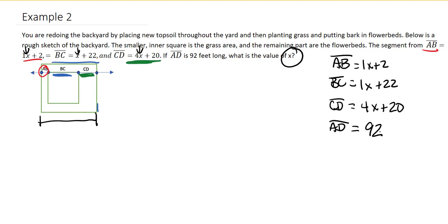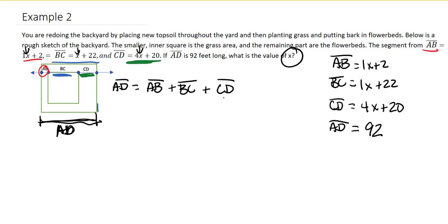So now we can go ahead and set up a problem here. What do we know? Well, we know AD is equal to AB plus BC plus CD. All we did was take this whole segment here, which is AD, and break it into 3 segments: AB, BC, and CD. So the full length is equal to the 3 segments.